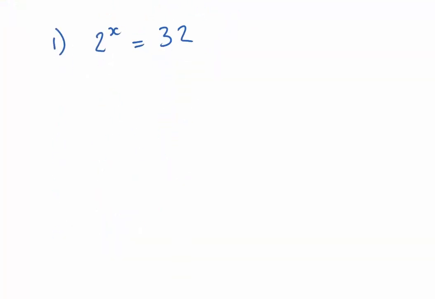So the first one. 2 to the power of x is equal to 32. No need to use a calculator, no need to use logarithms for this one, because we know that 2 to the power of 5 is equal to 32. So the solution to that is x is equal to 5.